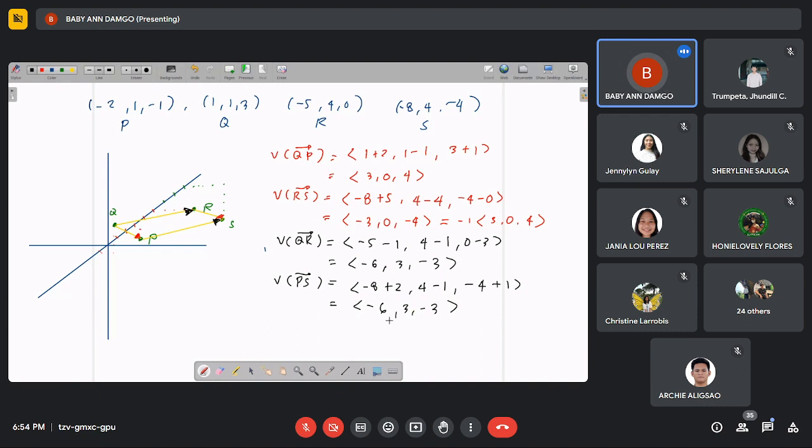Okay, so they are equal. So this is also parallel. So PQRS is a parallelogram because the vector QP is parallel to the vector RS and the vector QR is parallel to the vector PS. Okay, so next, we need to find the area.